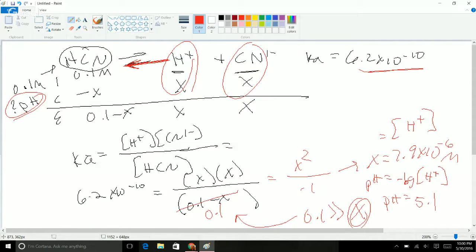Sig figs, these are all infinite sig figs because, oh no, wait, this is one sig fig here. So 5.1 would work. I don't know if she taught you the pH sig fig rules. I'm assuming that she didn't, so I'm not going to hit you at all on sig figs with pH because I don't think that she taught you the log rule. So don't you fret about that.